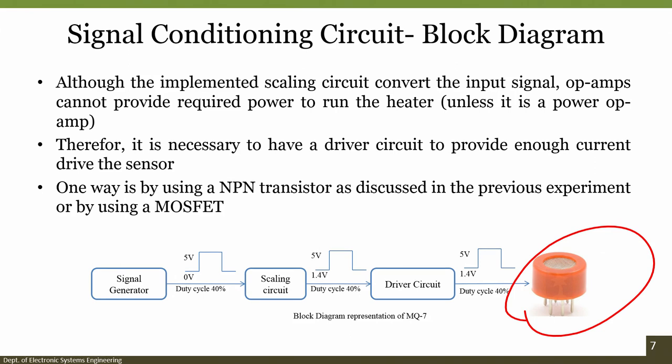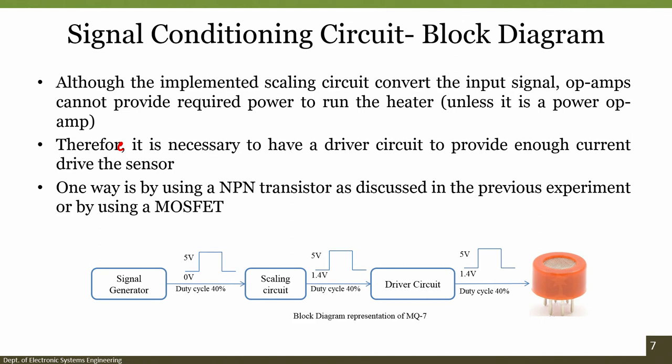Although the implemented scaling circuit converts the input signal, op amps cannot provide the required power to run the heater unless it is a power op amp. Until we use a power op amp, it cannot be used to drive the heater. Therefore, sorry for the mistake in the spelling, it is necessary to have a driver circuit to provide enough current to drive the sensor.